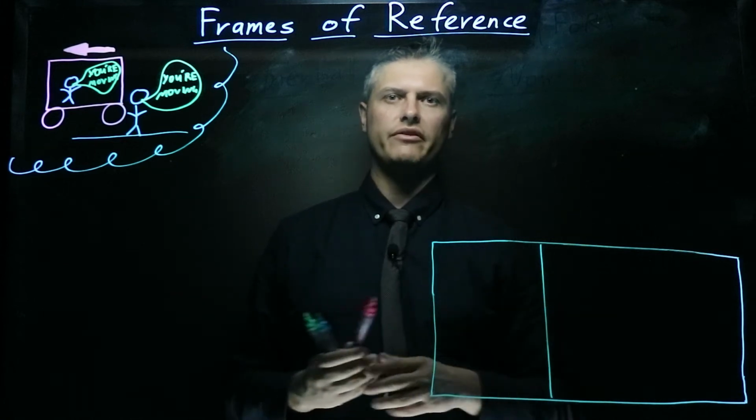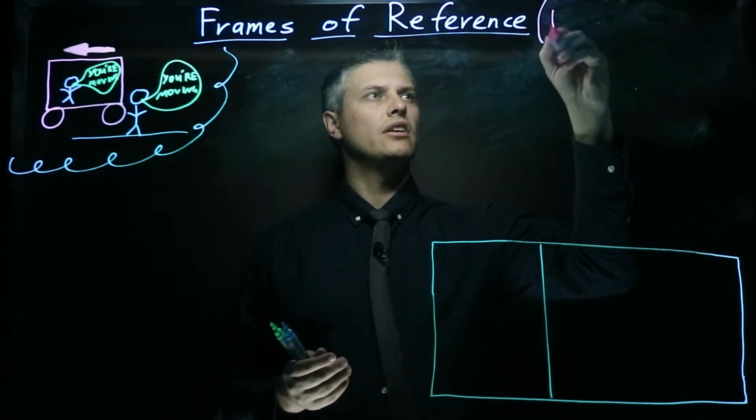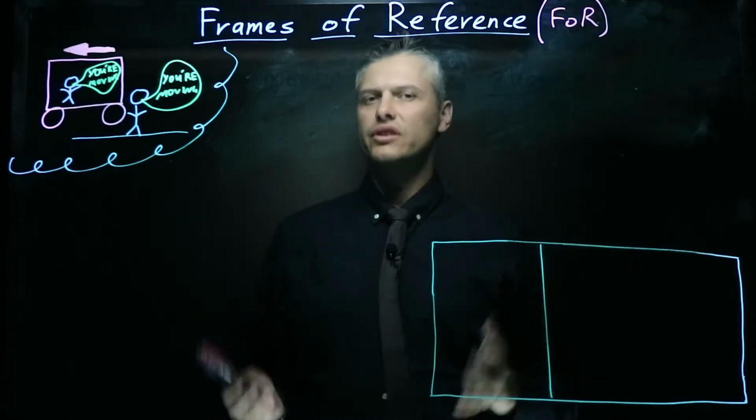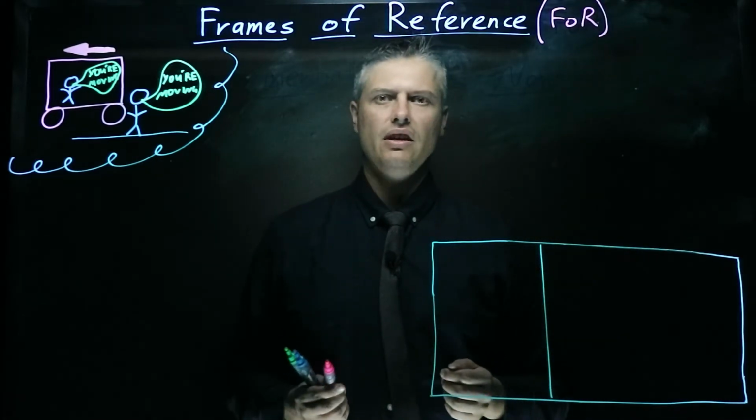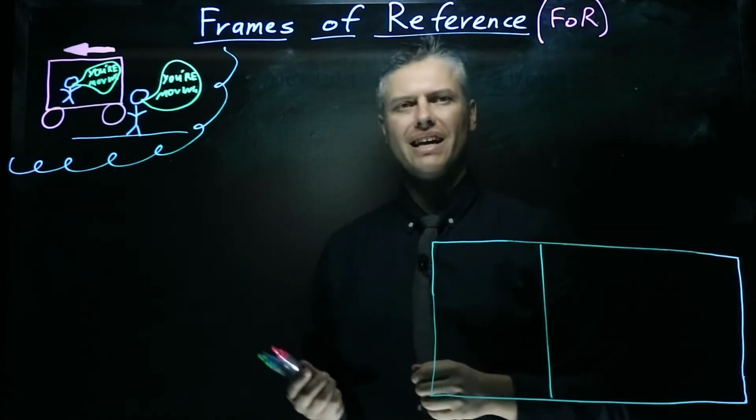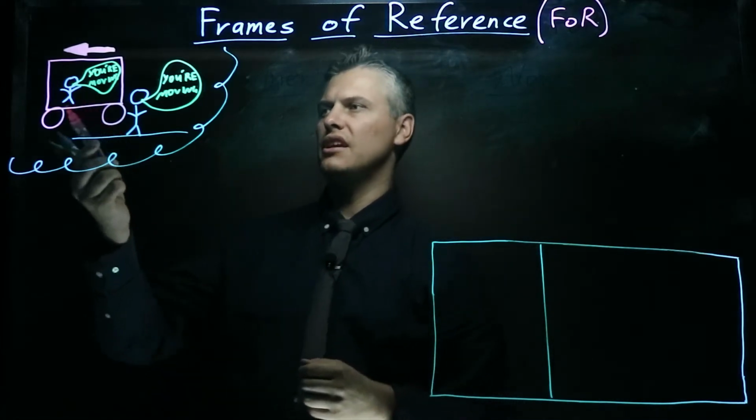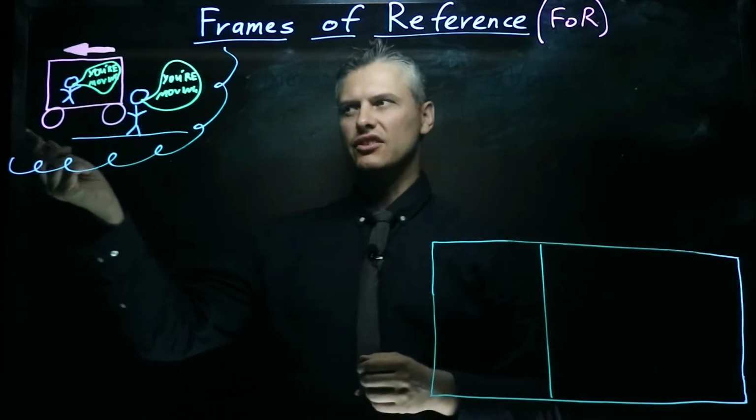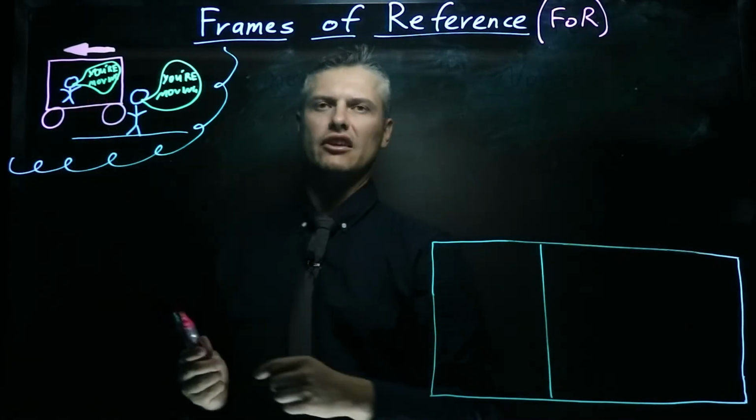Okay, frames of reference, which we're going to shorten here to FOR. Frames of reference are critical to relativity. And you can see up here we've got a little cartoon of a person in a train or car, a very crude one, my apologies, moving this direction over here. And then a person standing on the ground here.